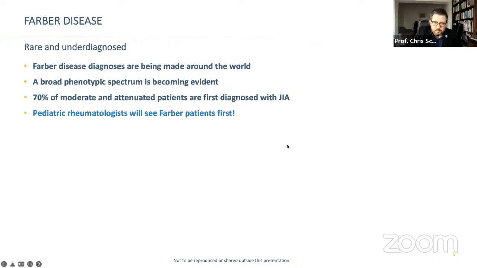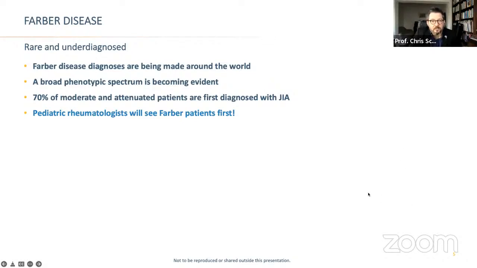Now, Farber disease diagnoses are being made all over the world. And there's a broad phenotypic spectrum that's emerging as people are finding patients, as with many conditions familiar to us in rheumatology, like DADA2 deficiency. The spectrum grows once people start recognizing the disease, and it's all about pattern recognition.